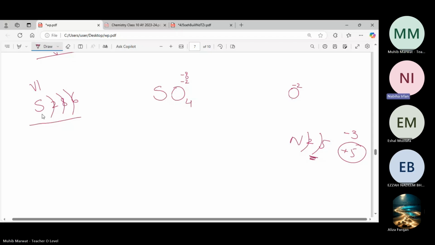What is the next possibility? Losing all 6 electrons, so it will have which charge? Plus 6. Excellent. +6. Now calculate it. What should be the overall charge? Minus 2. Excellent. So SO4 has a -2 charge.